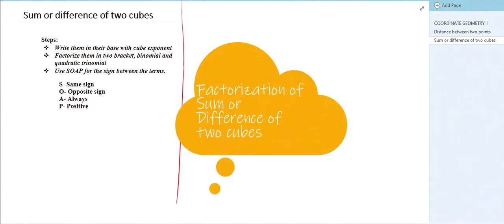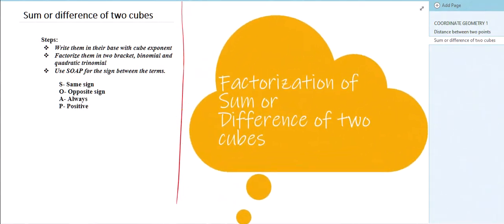Hi student, good day. Today we are going to learn how to factorize the sum of two cubes or the difference of two cubes. And how are you going to solve this question within 30 seconds?